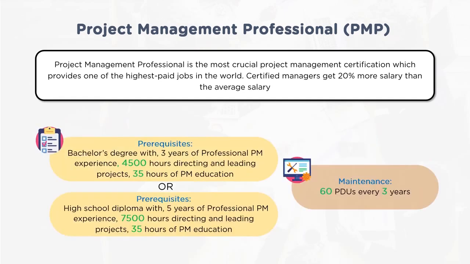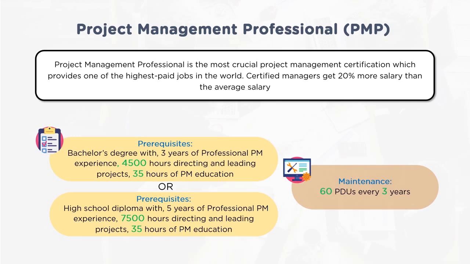Now prerequisites, one has to have 4,500 hours directing and leading the projects. That experience has to be filled in while filling the application. If a person is a bachelor degree holder, along with that 35 contact hours of PM education. Now prerequisites for the one who is not a graduate, who may be high school or diploma, is 7,500 hours of directing and leading projects, 35 hours of PM education. So those are the prerequisites before one will go and appear for examination.